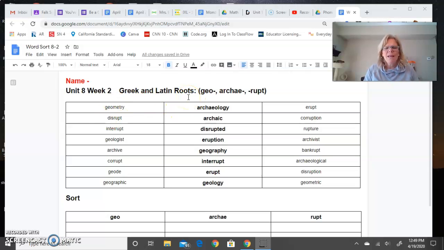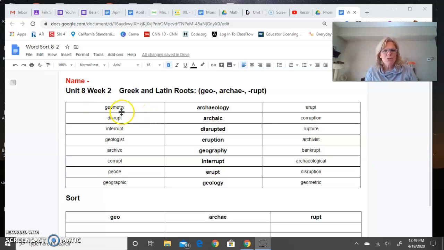English language, all or most of the words came from Greek and Latin. So many times, if you understand what the Greek and Latin roots mean, you can kind of have an idea of what the word means. So the 3 Greek and Latin roots are geo, arche, and rupt. Okay, so let's just kind of go through the words in our word sort this week.